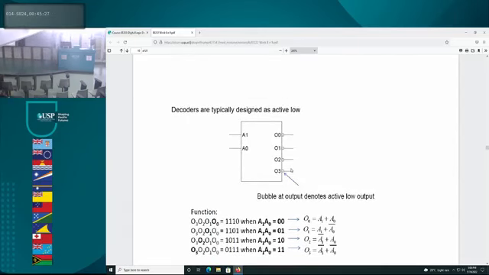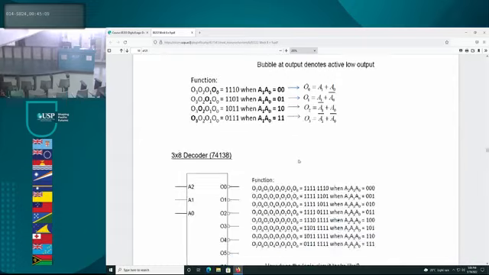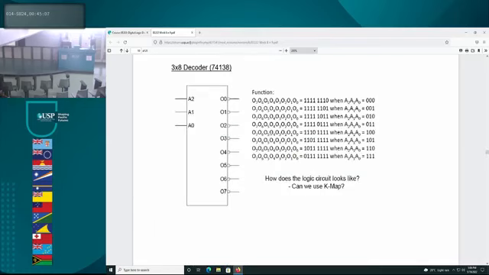Sometimes we introduce the bubble. If there is a bubble, it works the other way around, so everything is high except for the selected line, which will be low. That's how the bubble works, so you should know which one to use. All right, so there we are, and I gave you guys some homework.